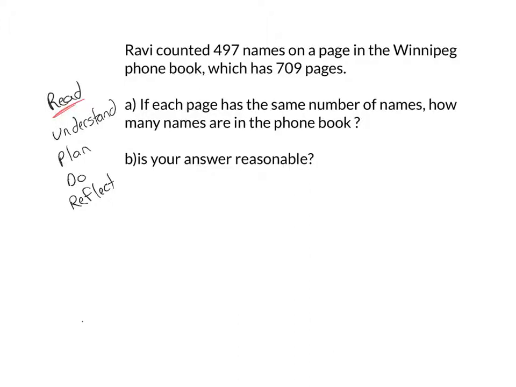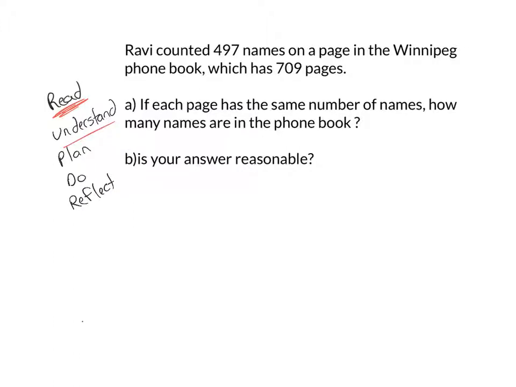So the first thing we need to do is read the question. Let's take a moment and read it. Ravi counted 497 names on a page in the Winnipeg phone book, which has 709 pages. If each page has the same number of names, how many names are in the phone book? The last part is, is your answer reasonable? Once we've read it, I think that's always a really important point to start. We want to make sure we understand it.